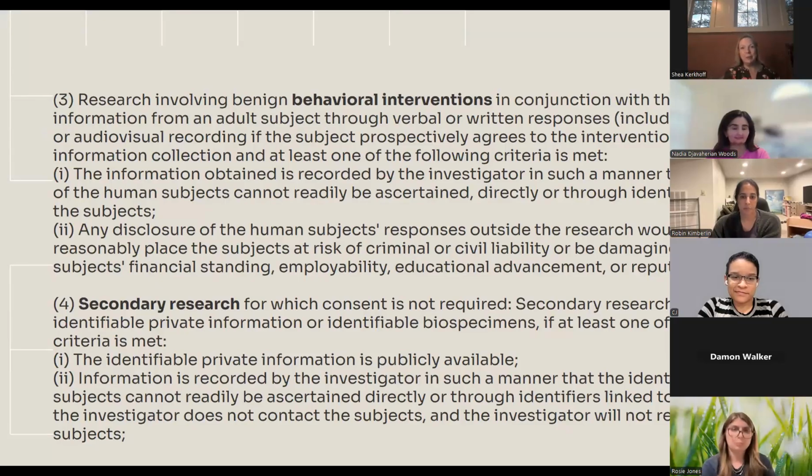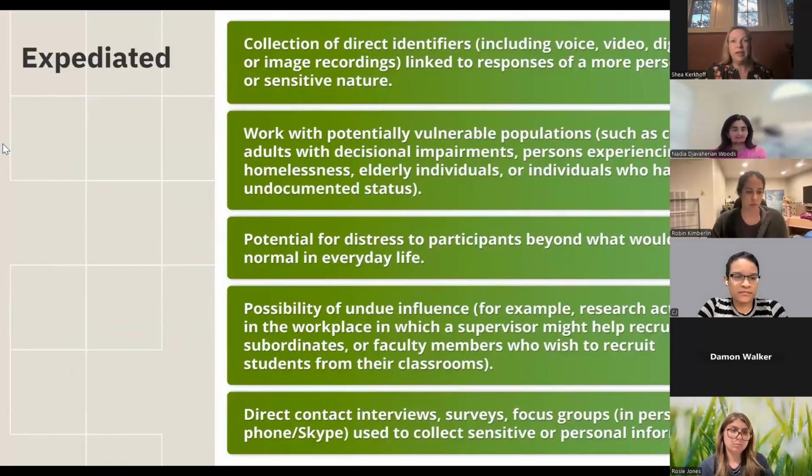These are the categories for exempt. Number 3 is a benign behavioral intervention. 4 is secondary research. So archives could be considered secondary research, if it's de-identified. So maybe the original researcher has that information, but they're not giving you the identifiable information. That's exempt.